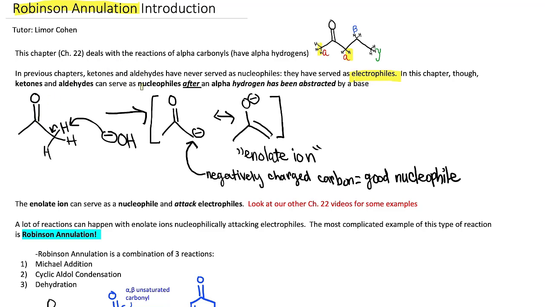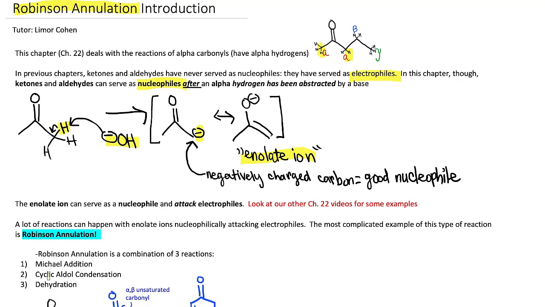In chapter 22, though, we are now seeing carbonyls acting as nucleophiles. The way we transform carbonyls into nucleophiles is by using a base to abstract an alpha hydrogen, which, remember, is just a hydrogen that's one carbon away from a carbonyl carbon. This leaves behind a negative charge. Now the molecule is called an enolate ion. This negatively charged carbon is a good nucleophile, and it can be used to attack electrophiles. You'll see a lot of reactions in chapter 22 in which enolate ions act as nucleophiles and attack electrophiles.